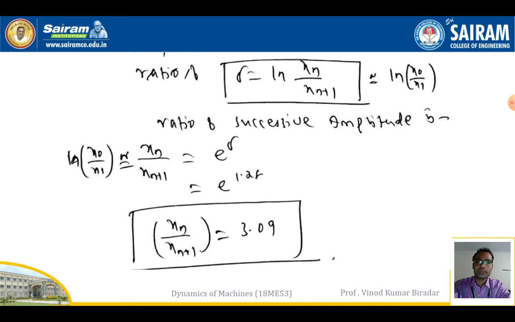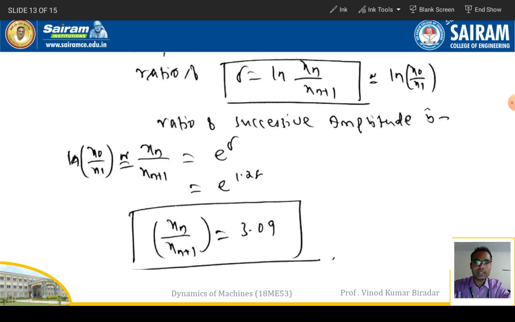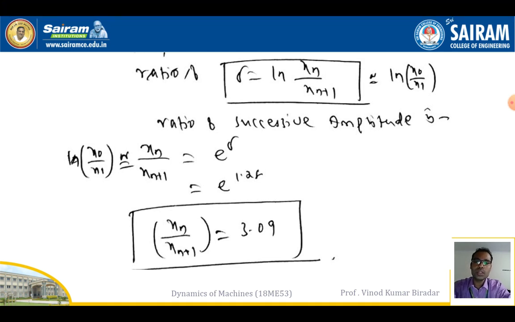Here again they have given the ratio of the two successive amplitudes. Normally the ratio of two successive amplitudes is given by x1 by x2 is equal to e to the power delta. We calculated delta is equal to 1.28, just substitute in that, or you can take x1 by x2 or xn divided by xn plus 1, is equal to 3.09. So this is about the ratio of the two successive amplitudes.